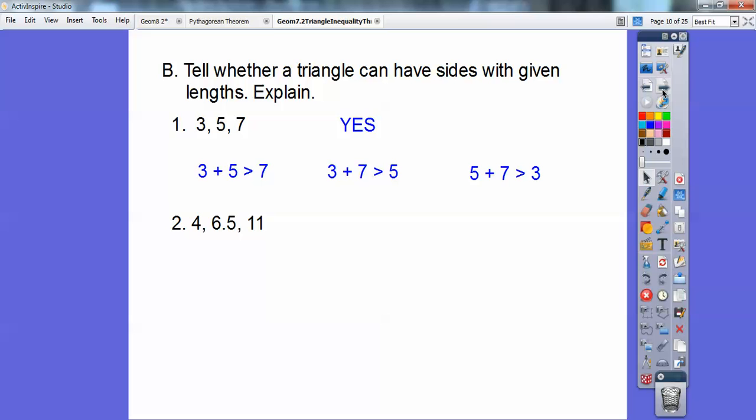All right, what about this one? 4, 6.5, and 11. Well, no, 4 plus 6.5 is 10.5, and that's not greater than 11, so that won't even make a triangle, so that is no. Okay, what about this? 7, 18, and 25. Well, again, 7 plus 18 is not greater than 25. It equals 25, but it must be greater than 25, so that can't make a triangle either.